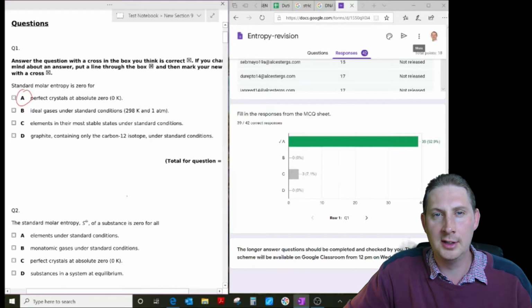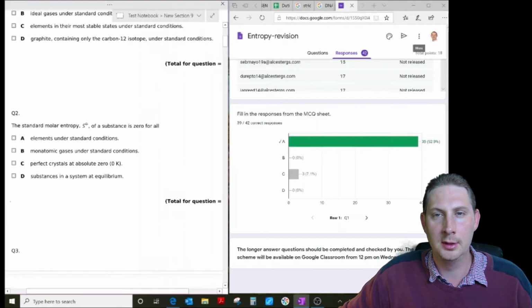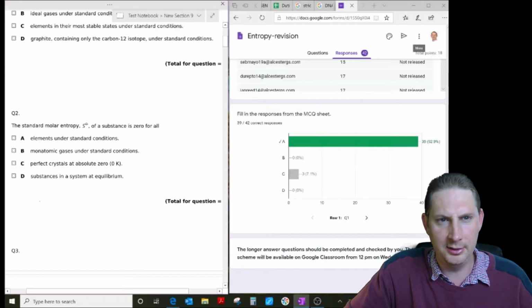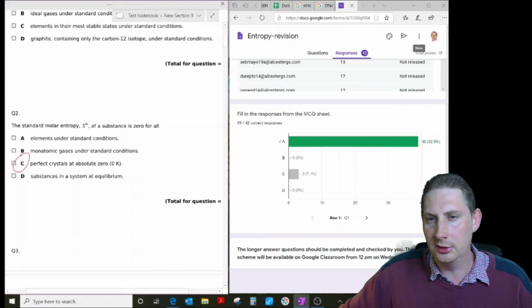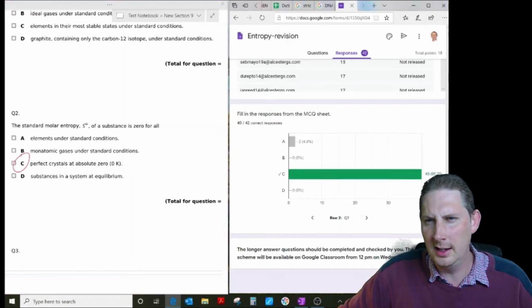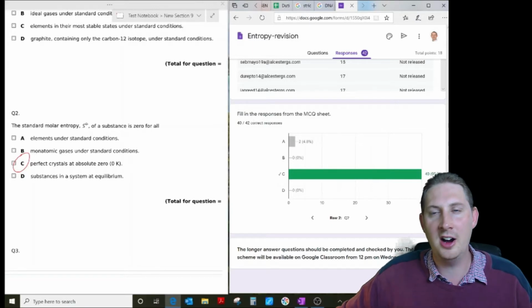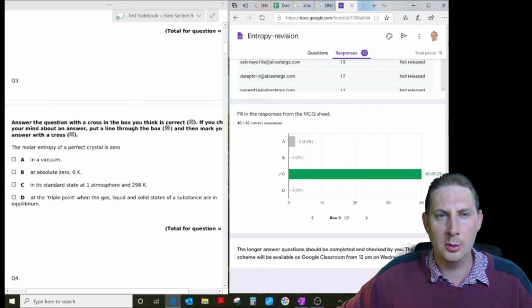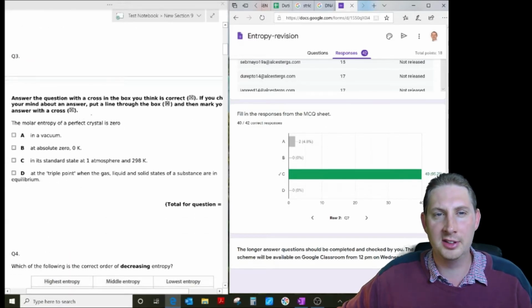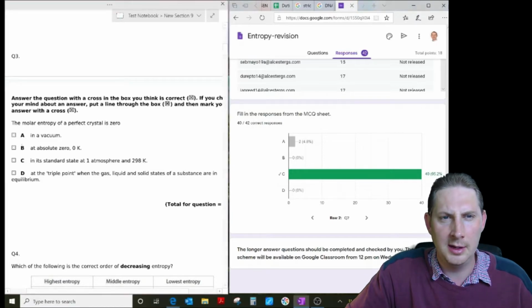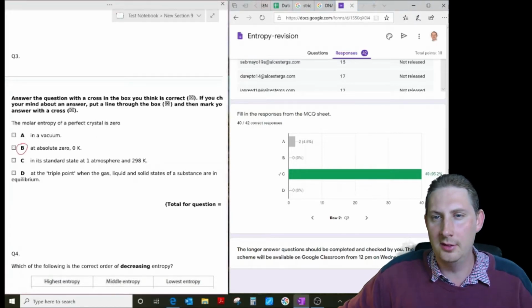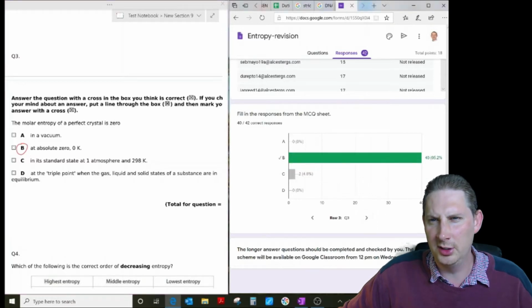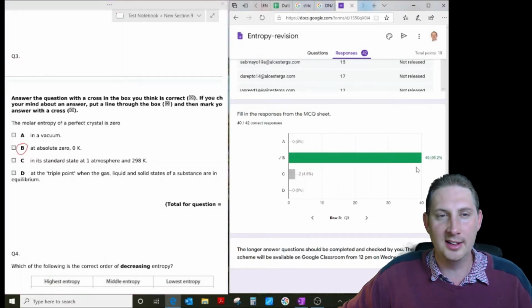And remember those graphs from my lessons. Standard molar entropy of a substance is 0.4, perfect crystals at absolute zero. Hammering that home, and not surprisingly, over here, equal number or even higher number, 95% of you got that right. Question 3, the molar entropy of a perfect crystal is 0 at absolute zero. Apologies for hammering this home, but hopefully by that third question, even those of you who are starting to get it wrong are now realizing that absolute zero is no entropy.